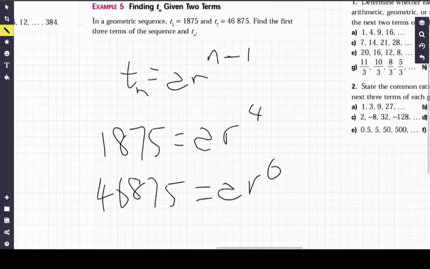How do we solve this? Well, we have to set them equal to each other, or we have to kind of substitute one into another. So we can do whatever we want. Let's just solve for A first. So let's go ahead and write this in terms of A.